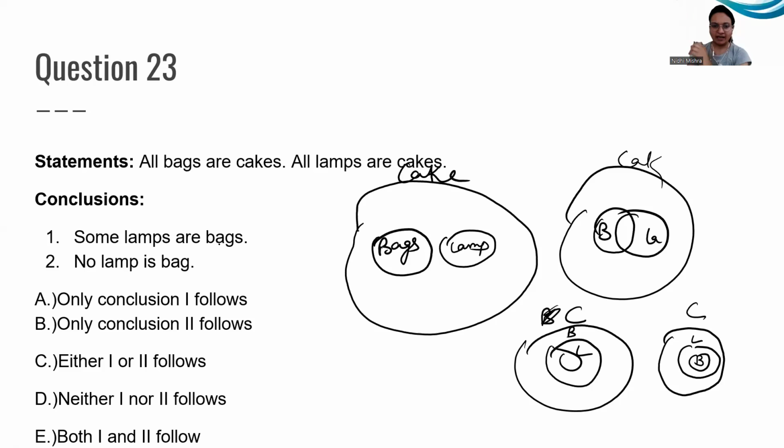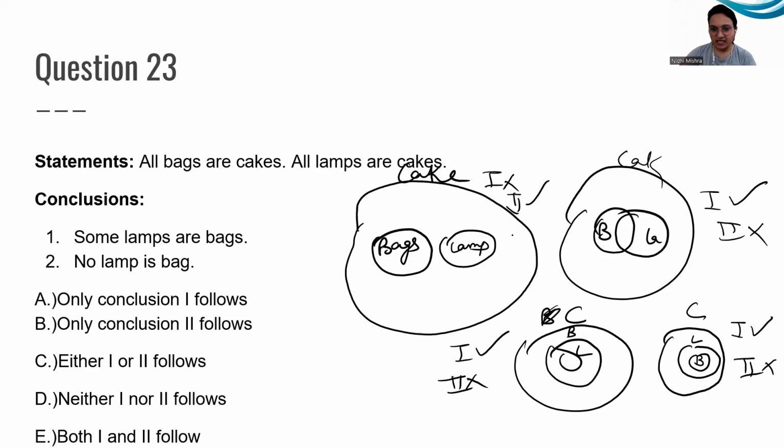Conclusions. Conclusion 1: some lamps are bags. Some means all also in between. Yes. Conclusion 2: no lamp is a bag. Yes. No. No. So what can you see? In all the 4 cases, either conclusion 2 is right or conclusion 1 is right. Only conclusion 1 follows? No. Either 1 or 2 is true. This is the answer. Correct? Yes.